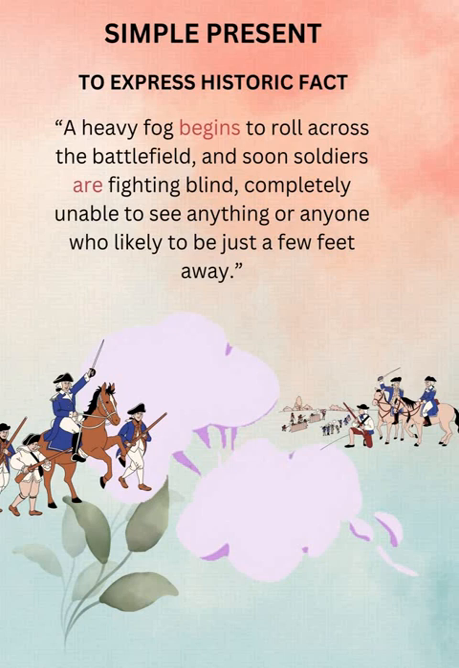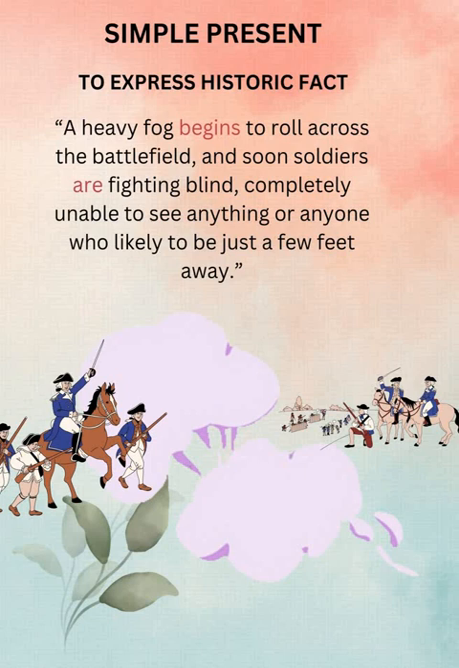A heavy fog begins to roll across a battlefield, and soon soldiers are fighting blind, completely unable to see anything or anyone who is likely to be just a few feet away. So a heavy fog begins to roll across the battlefield, and soon you find soldiers are fighting blind because they are unable to see their opponents.